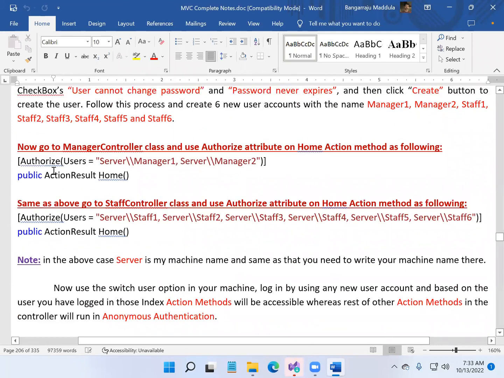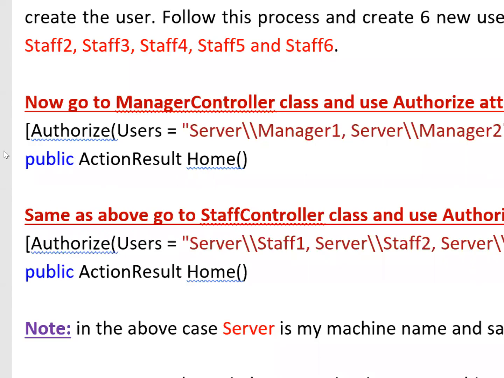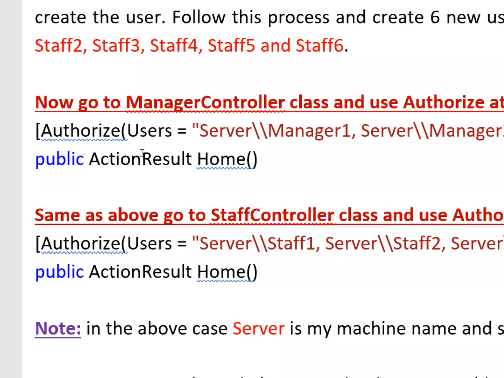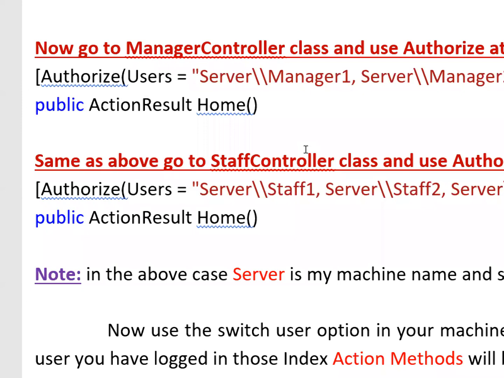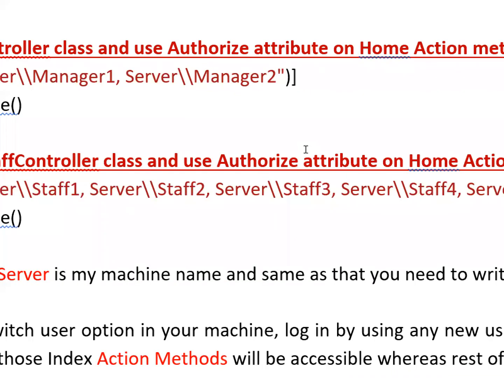Actually, in your notes, who has the notes? I will update it online. You just see this here. Now go to the manager controller class and use the authorize attribute on the index action method is what is typed there. Just check it out. Not index here, it is the home action method, in two places, the first one and the second one also. It is printed as index action method, I believe, right?